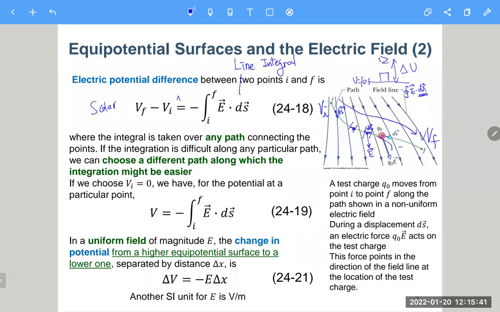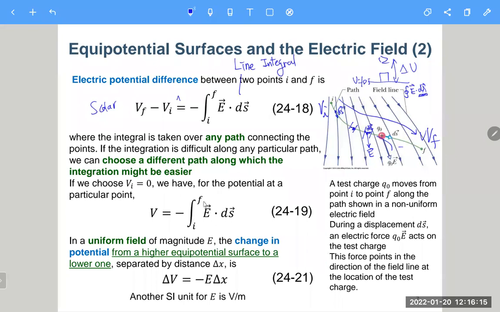If you add 10 to the lower point and also add 10 to the upper point, the potential difference is still the same. So, as in this case, sometimes we will just make one of them zero to simplify everything. The absolute value of the potential is not so important. Usually we only consider the potential difference. So here we can write it as V equals this line integral.